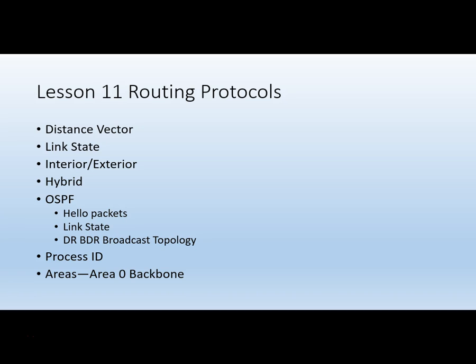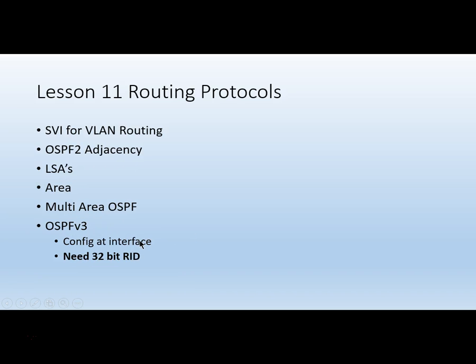We use areas with OSPF to define which routers are going to share route information with each other. We have to have a backbone area. Area 0 has to be the first area that we create. All the other areas must touch area 0 when we have others, and we have multi-areas.